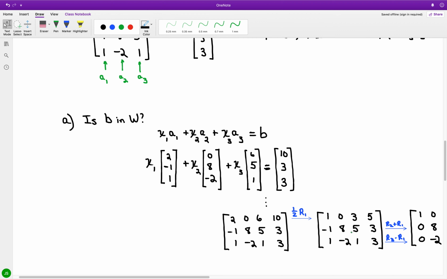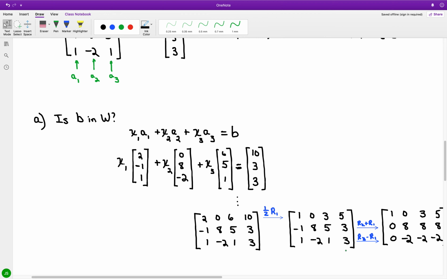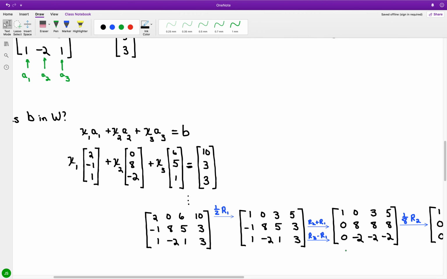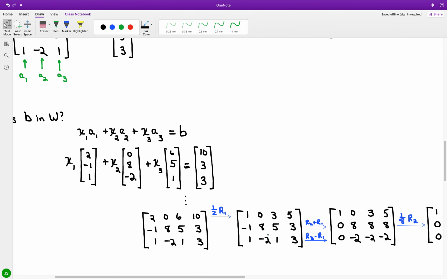We're going to take half of the first row. So we have 1, 0, 3, 5. The other 2 rows remain the same. And I'm going to convert the negative 1 and the 1 from the second and last rows respectively, so I'm going to add the first row to the second and deduct the first row elements from the last. So we have this particular set of values, and we have our first pivot position in the upper left-hand corner.